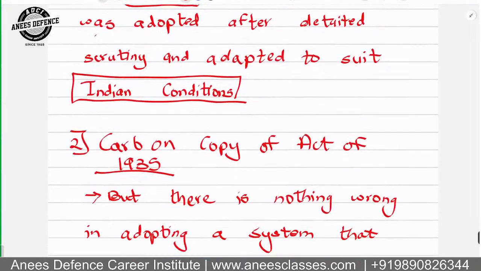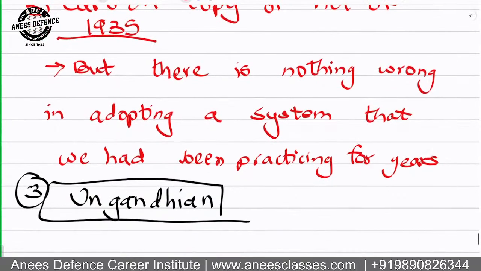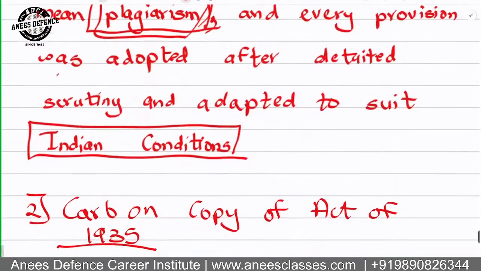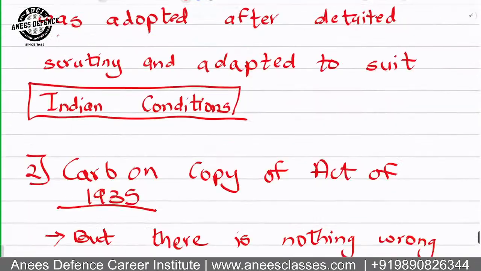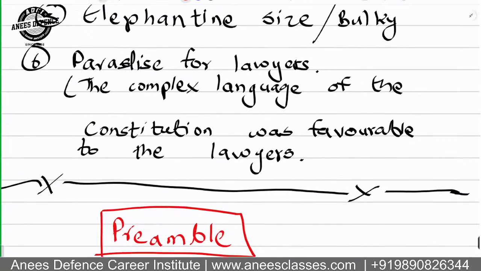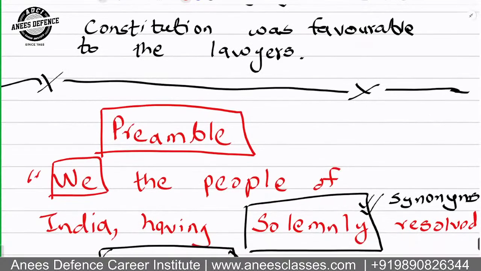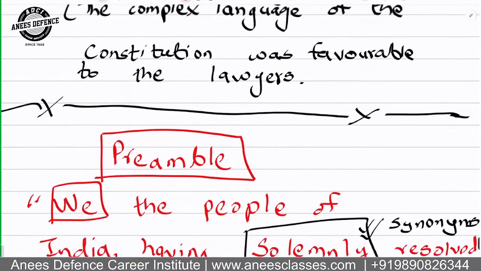Let us continue forward. It was a carbon copy of the Act of 1935. Criticisms: un-Gandhian, borrowed, un-Indian, elephantine size, which means it was very bulky. It was a paradise for lawyers. Then, the Constitution was favorable to the lawyers.